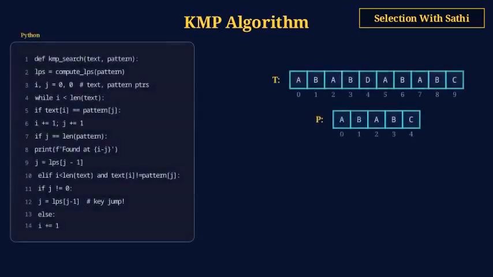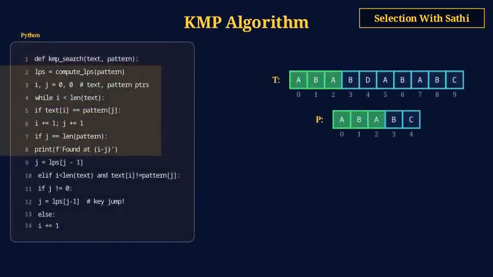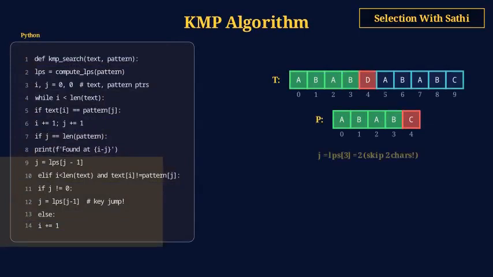Let us understand the LPS array construction. LPS stands for longest proper prefix, which is also a suffix. Look at line 4. We maintain a variable length which tracks the previous longest prefix suffix. Line 7. If the current character matches the character at position length, we extend the prefix suffix and store it.